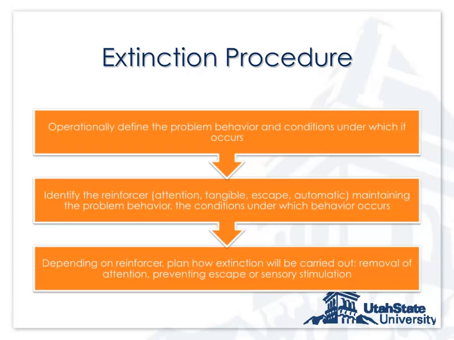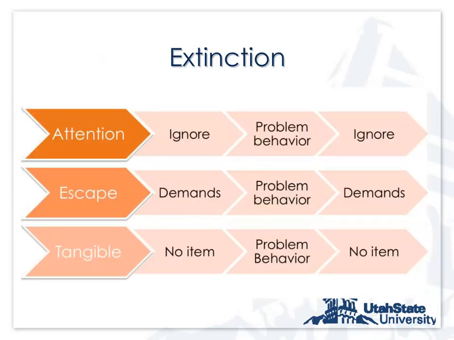To implement an extinction procedure, you will first need to define the problem behavior and the conditions under which it occurs. You will then need to identify what is maintaining the problem behavior using a functional behavior assessment. Depending on what is maintaining the problem behavior, you will need to plan the type of extinction that will be used, such as withholding attention for the behavior or preventing escape or automatic reinforcement. Please note that an extinction procedure will look different depending on the function of behavior.